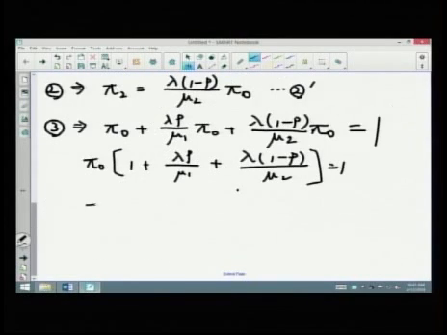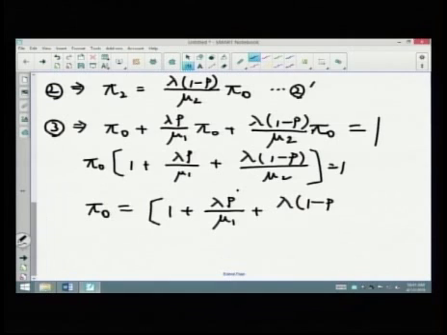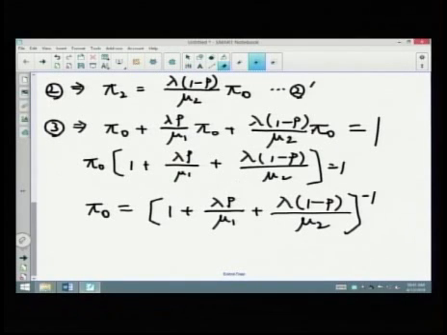So what is pi 0? Pi 0 is 1 over (1 plus lambda p over mu 1 plus lambda (1 minus p) over mu 2). Like this. Is that right?